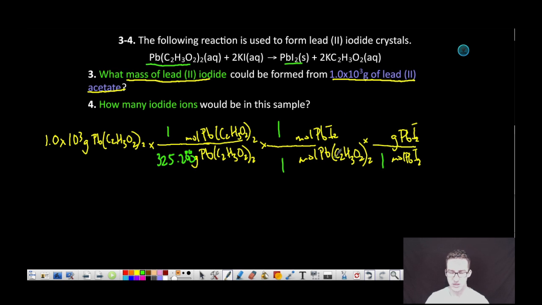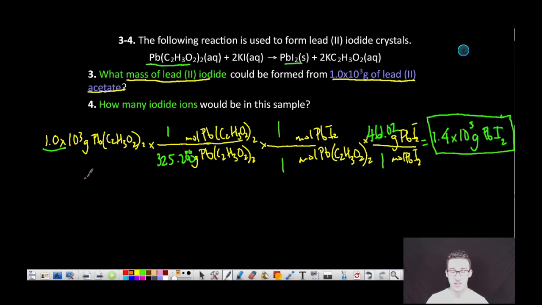We get 461.02 grams of lead-2 iodide for every mole of lead-2 iodide. Now, when we solve this, we've only got 2 sig figs in our initial measurement, so our final measurement should also have 2 sig figs. And when you work this through in your calculator, you should get 1.4 times 10 to the 3 grams of lead-2 iodide.